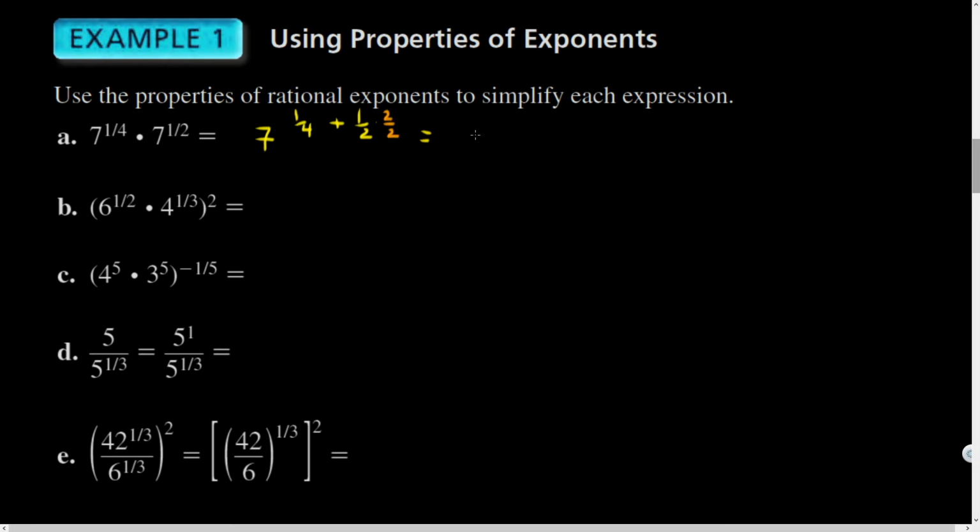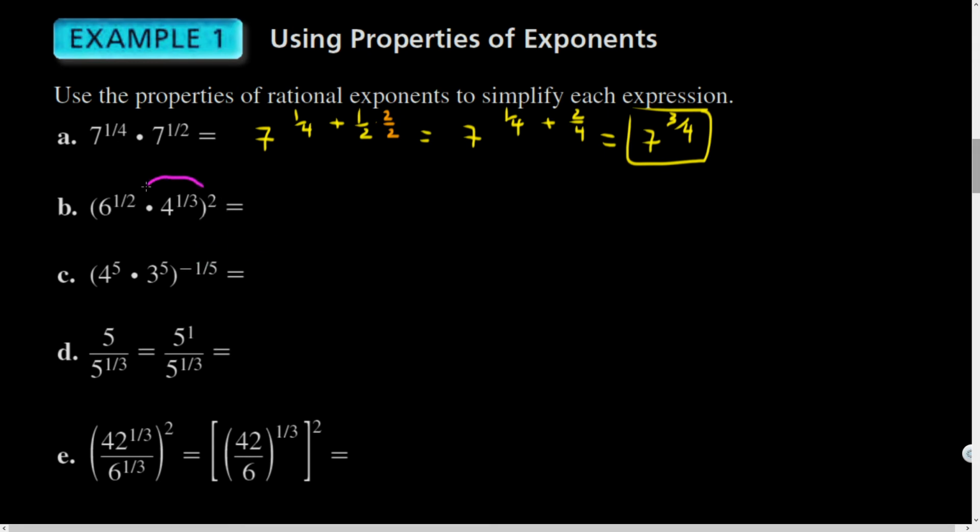All right, tell you what, I'll write it out. So that's 7 to the 1/4 plus 2/4, right? And so multiplying this was the same as multiplying by 1. I didn't change the value of a half, I just changed the way it looked. And 1/4 plus 2/4 is 3/4. And so 7 to the 3/4 power. All done.